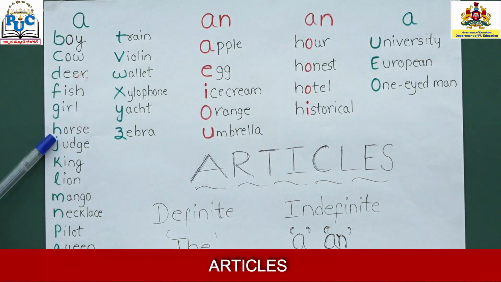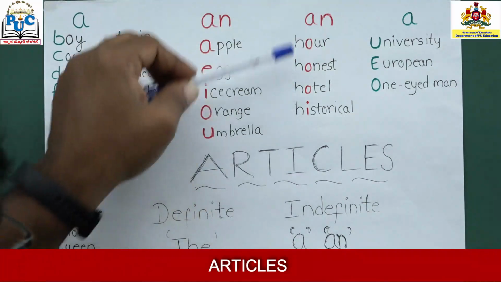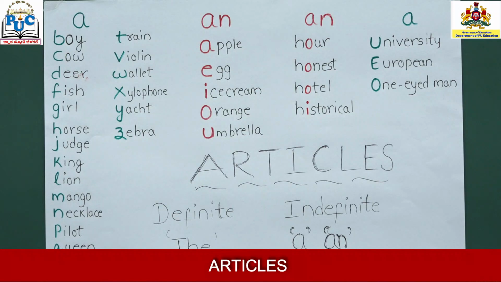Whereas in horse, H is not silent. That's why we say a horse. Whereas here, H is silent.